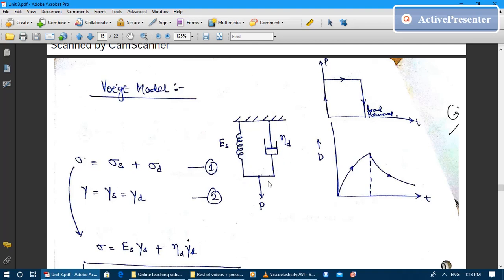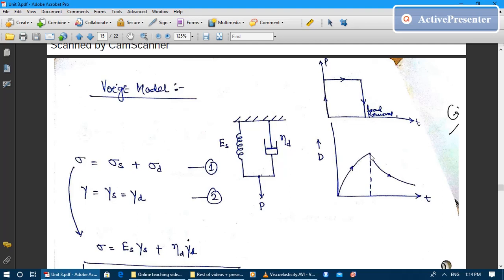So the combined deformation is a non-linear pattern like this. Otherwise, elastic deformation is a straight vertical line, and viscous deformation is a straight line at some particular angle. But when both of them are connected in parallel, the combined deformation of the model is non-linear, and it is neither at 90 degrees nor at the angle at which the dashpot is going to deform. It is between the 90 degrees and the angle of the dashpot, something like this.